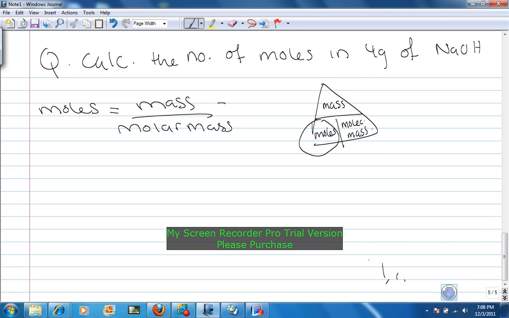And what is the mass? We know the mass, from the question, is 4. And we know that the molar mass of NaOH, we calculated it earlier, is 40. So 4 over 40, which gives you 0.1 moles. Okay, so it's really just as simple as that. From this triangle, you can figure out either the mass, the number of moles, or the molecular mass of anything as long as you have 2 of the above.